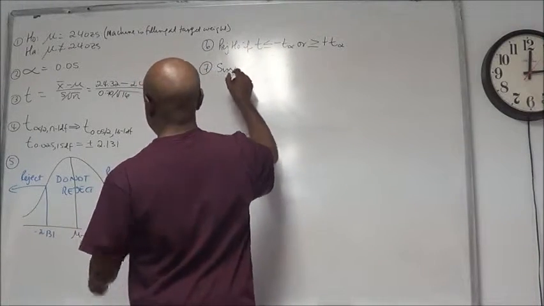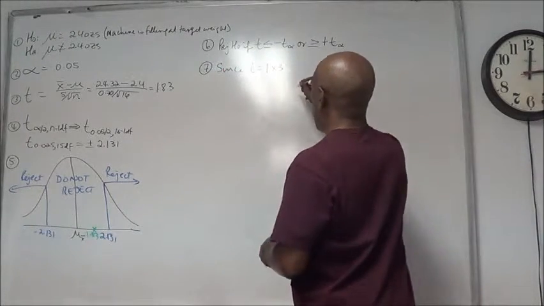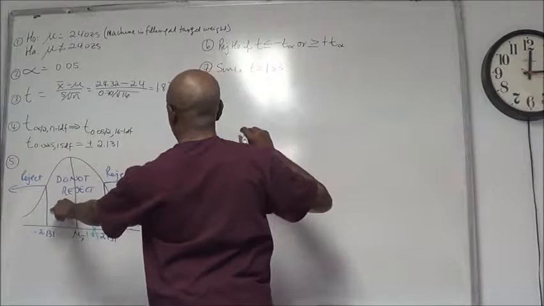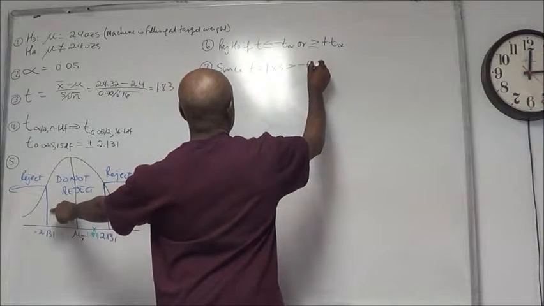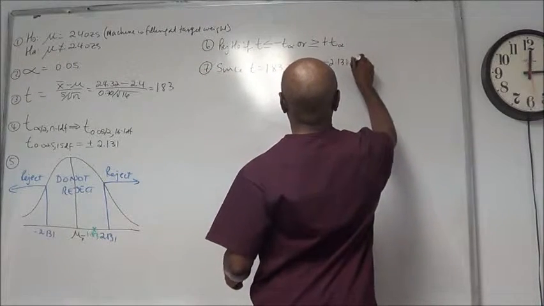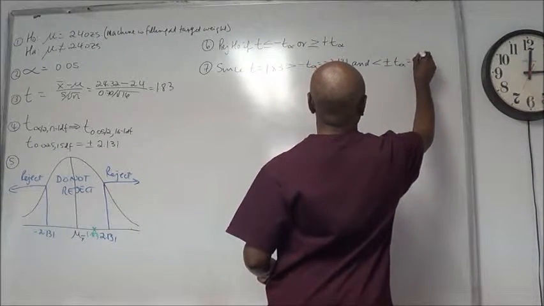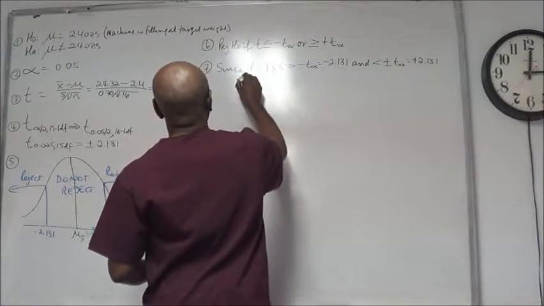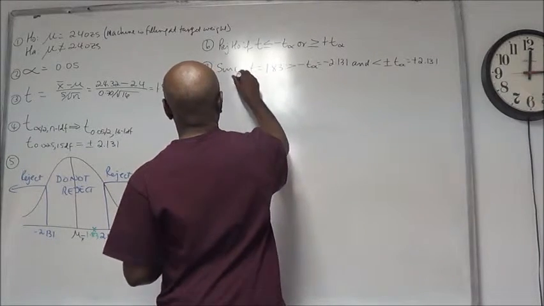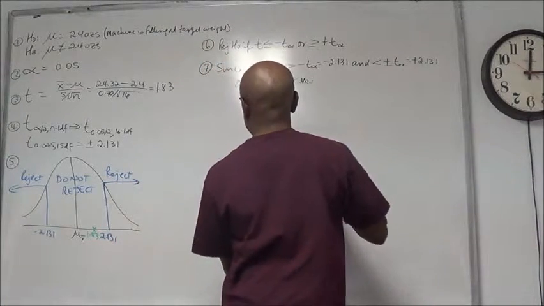And you say, okay, well my decision is then that since the calculated T was 1.83, which is more than the negative T alpha of negative 2.131, and it's less than the positive T alpha of positive 2.131, then do not reject H0. All that together. Okay.